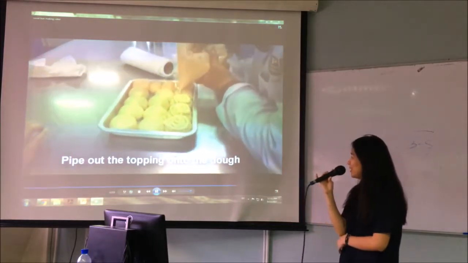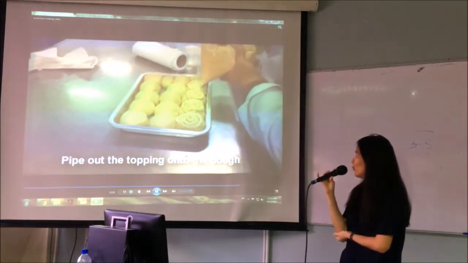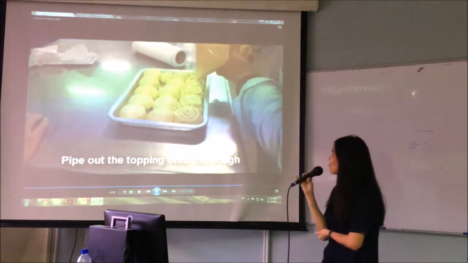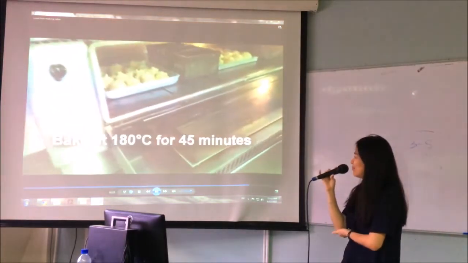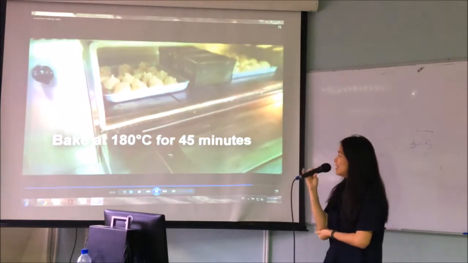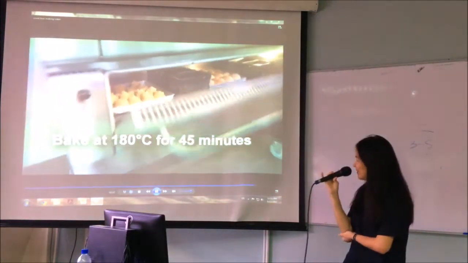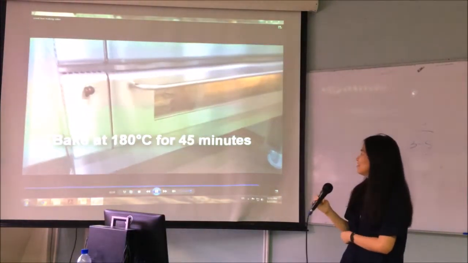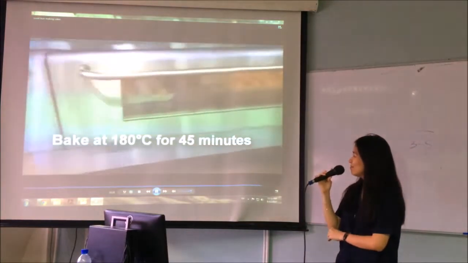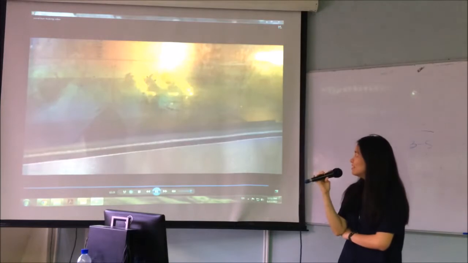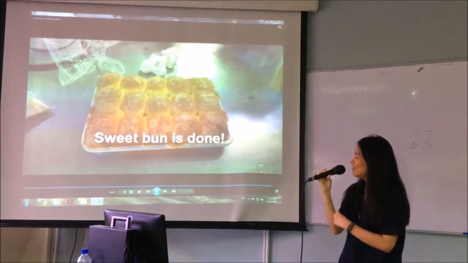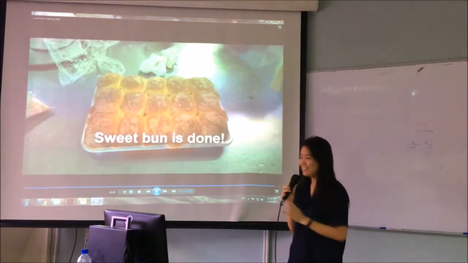And pipe the topping onto the dough. Then bake at 180 degrees Celsius for 45 minutes. So finally, our sweet bun is done.